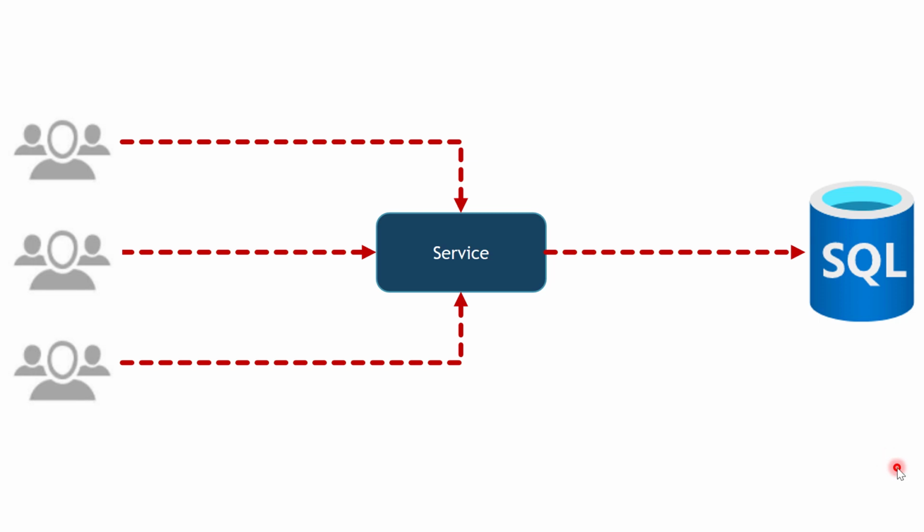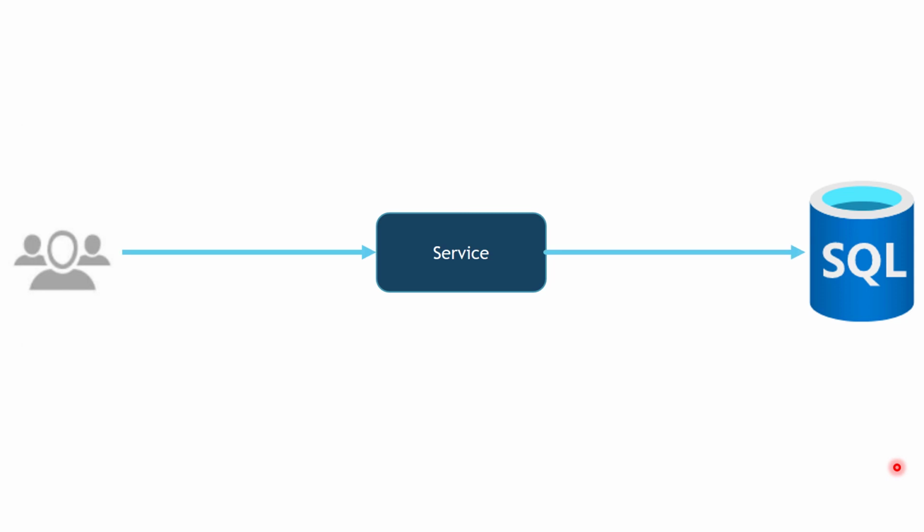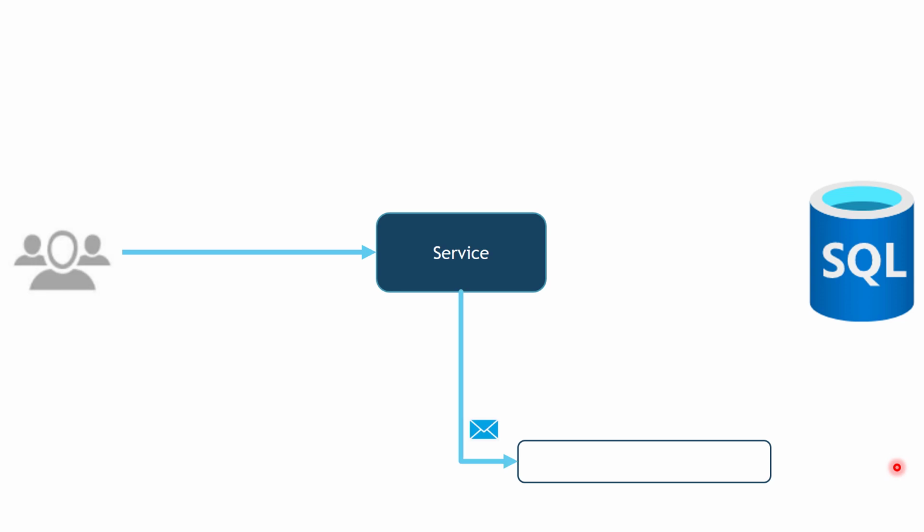But first of all, let's clean this up. Instead of having a direct interaction between our service and the database engine, we are going to introduce a message queue. It could be an Azure Service Bus queue, for example. Our service is going to send the database operations or requests as messages in the message queue. From the other side, we are going to have an Azure Functions app that listens to the message queue and is triggered for every message placed in the queue. The Azure Functions app is going to pull messages from the queue and execute them in the SQL database.